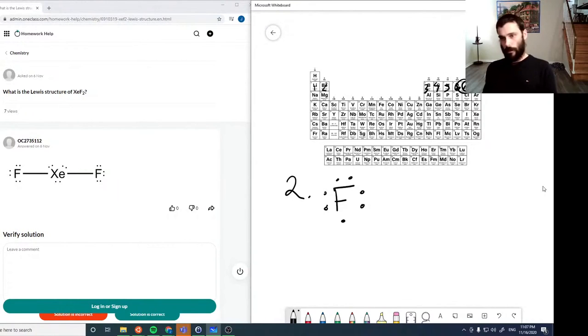Xenon is where things get tricky. Okay, so as we move down here into this area of the periodic table, xenon's valence is going to be 1, 2, 3, 4, 5. So it'll be 5s2, 5p6. But of course, there is a 4d10 in there, right? But for the Lewis structures, we're just going to ignore that. So the way that you would draw that is just with 8 dots around it.